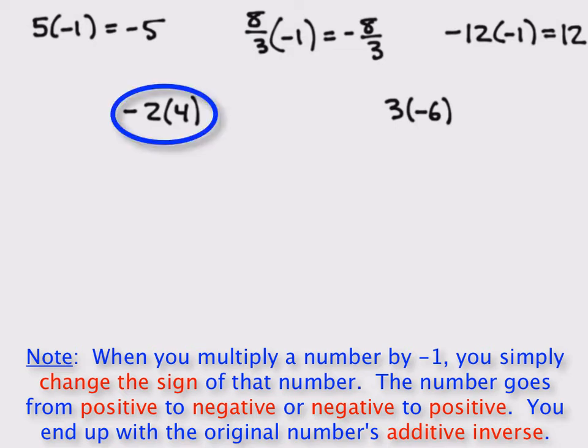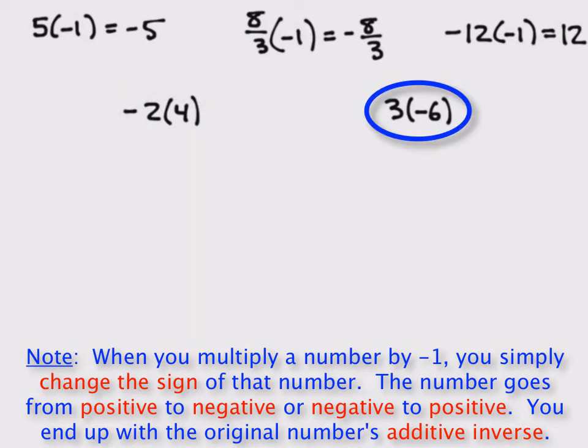Now in one example, we've got a negative number being multiplied by a positive number. In the other one, we've got a positive number being multiplied by a negative number. So once we figure out how to handle these two, we should be good. All right, two ways to handle each of these. The way that I prefer is to think about it like this.